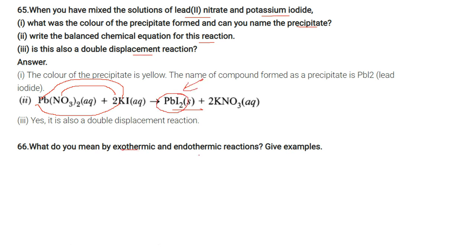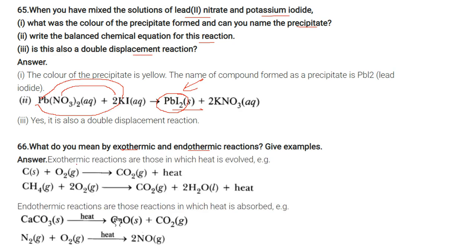What do you mean by exothermic and endothermic reactions? Give examples. First, exothermic reactions are those reactions in which heat is evolved or liberated. You will feel the heat. Endothermic reactions are those reactions in which heat is absorbed. You will feel the coldness. Let us take some examples. Carbon combines with oxygen to form carbon dioxide along with heat being produced. Methane burns in air to form carbon dioxide and water along with heat.